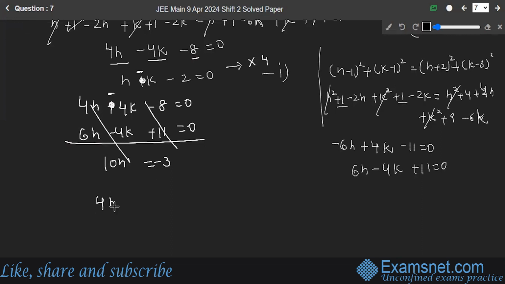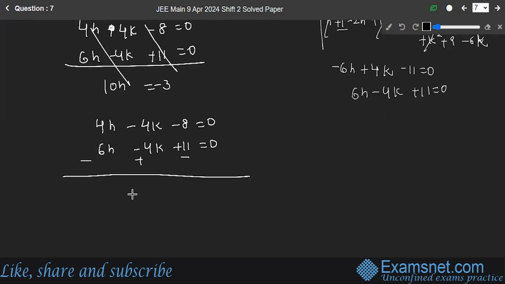This was 4h minus 4k minus 8 is equal to 0. 6h minus 4k plus 11 is equal to 0. So minus plus minus, this will give me minus 2h minus 19 is equal to 0, or h will be equal to minus 19 by 2. And similarly, you will solve, you will get the value of k as minus 23 by 2.